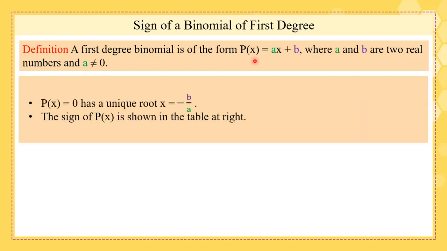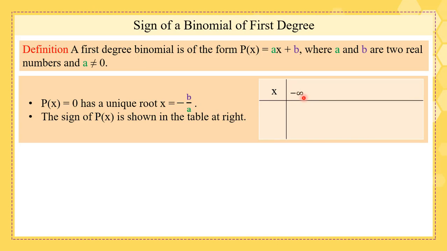Now, how do we find the sign of a binomial of first degree? First, we have to find the root of p of x. In other words, we set up ax plus b equal to 0 to find that x is minus b over a, and then we draw a table of signs or a sign table as follows.